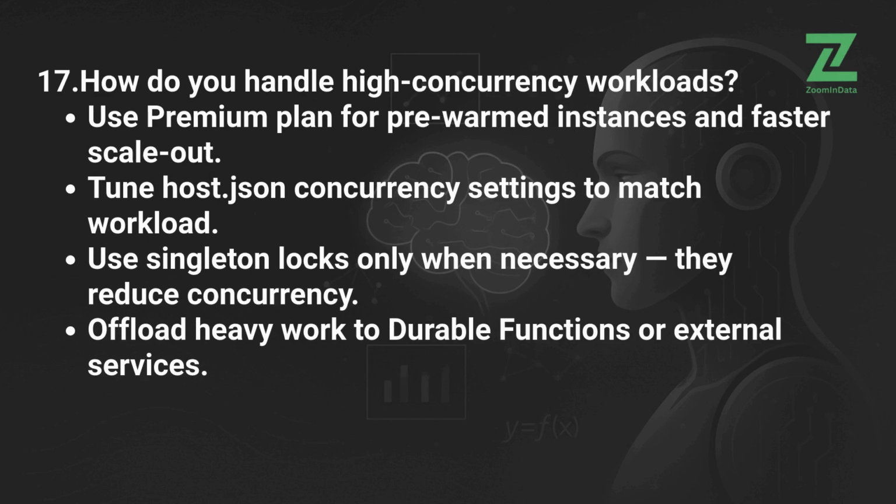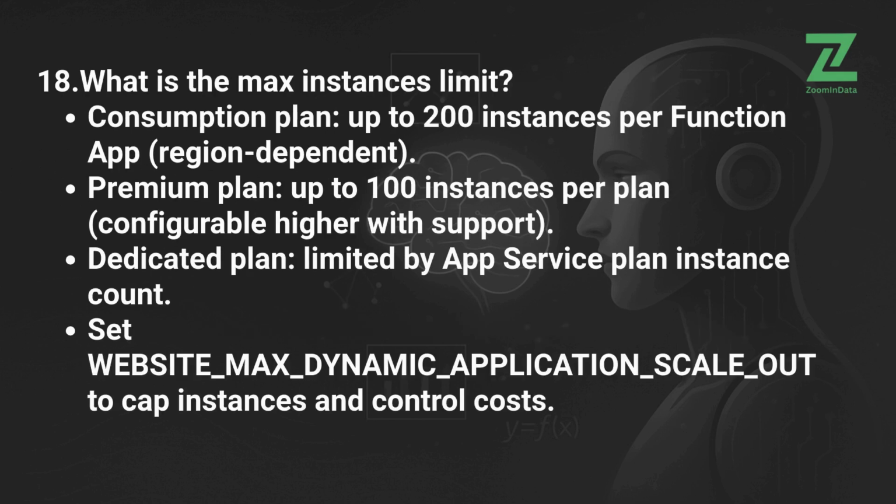How do you handle high concurrency workloads? Use the Premium plan for pre-warmed instances and faster scale out. Tune host.json concurrency settings to match the workload. Use singleton locks only when necessary. They reduce concurrency. Offload heavy work to Durable Functions or external services.